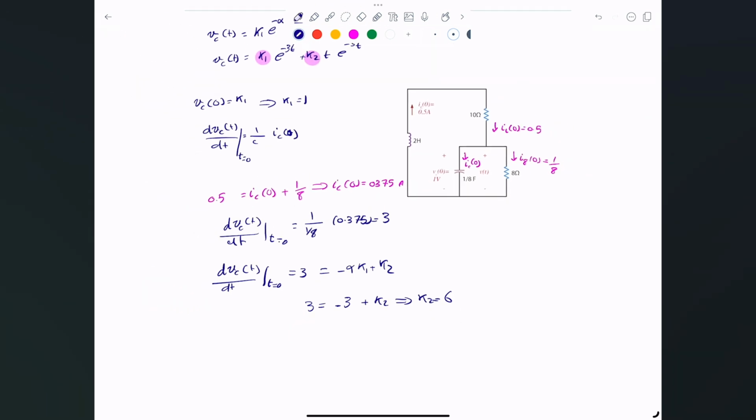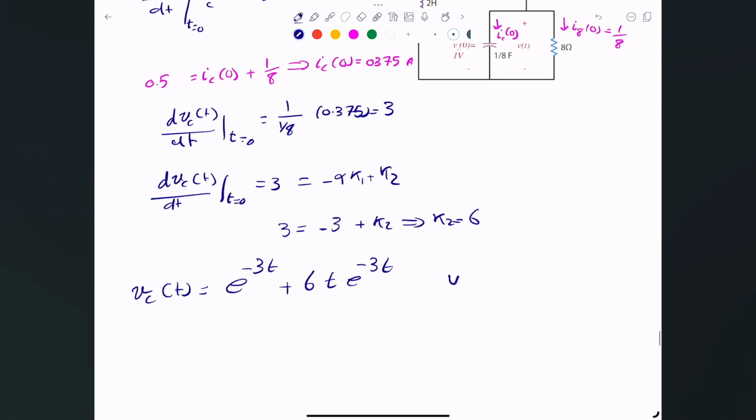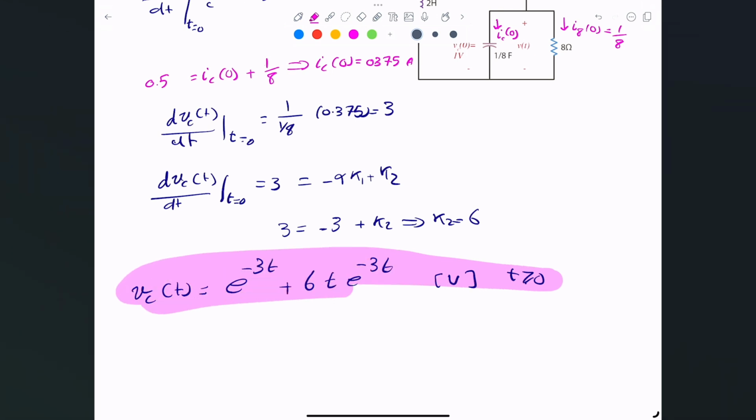So now we substitute k1 and k2. What we end up with is Vc of t is k1, which is 1, e to the negative 3t, plus k2, which is 6, t e to the negative 3t. And that is in volts, for t greater than or equal to 0. So that is actually the solution that we're looking for.